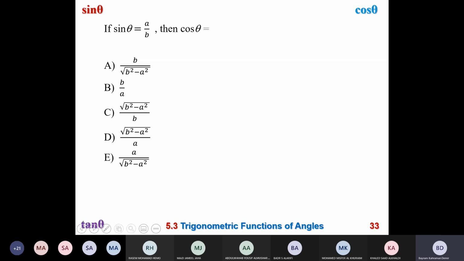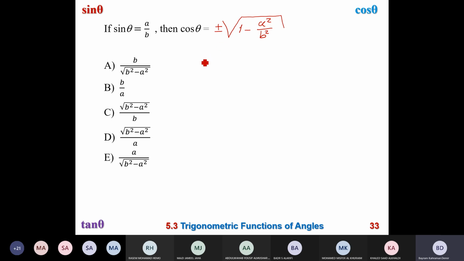Okay. Sine of theta is a over b. Then what is cosine of theta? You can use again the identity sine squared theta plus cosine squared theta equals 1. So cosine theta is positive or negative root of 1 minus sine squared theta, right? Yes. So it is a squared over b squared, correct? Yes. 1 minus sine squared, so it is 1 minus a squared over b squared.